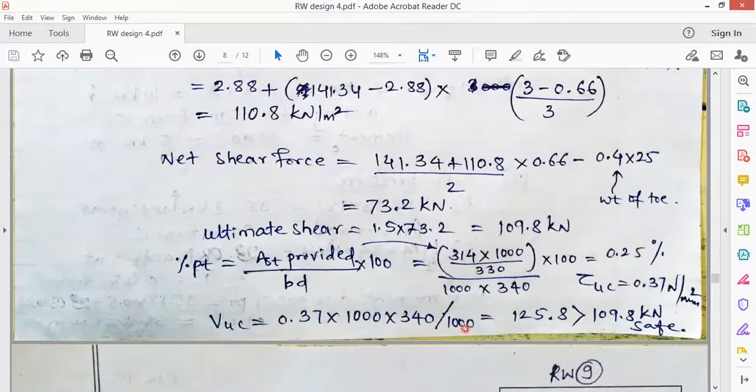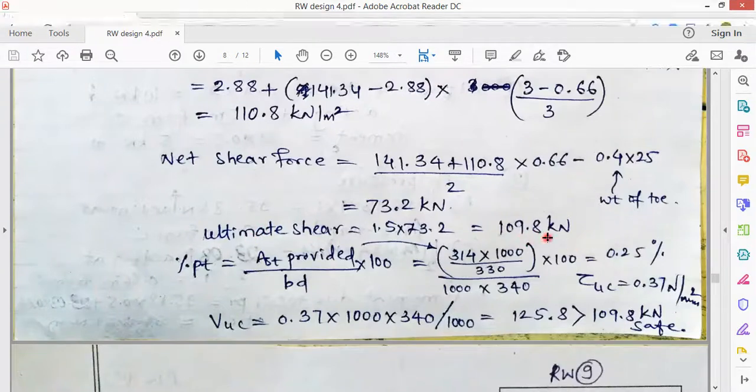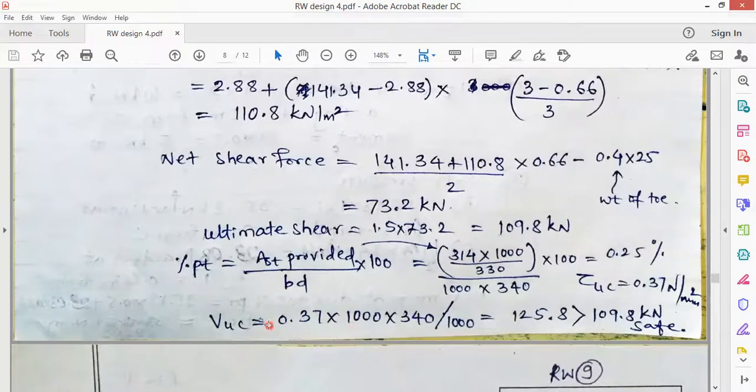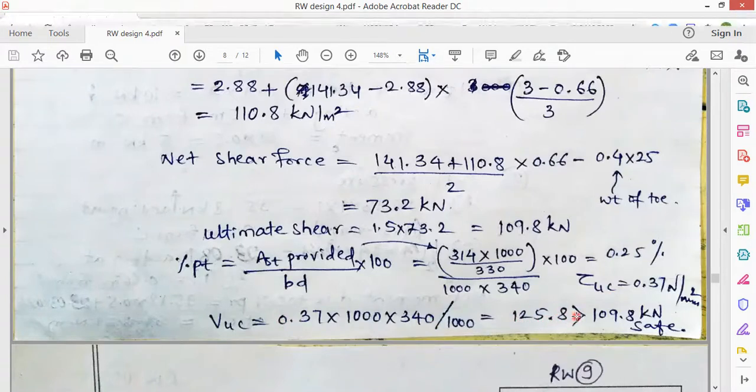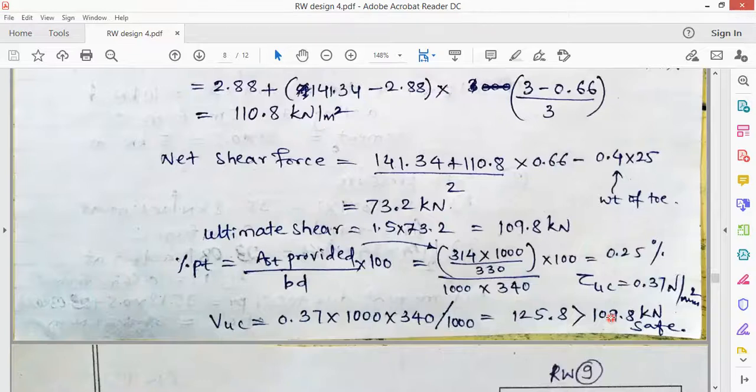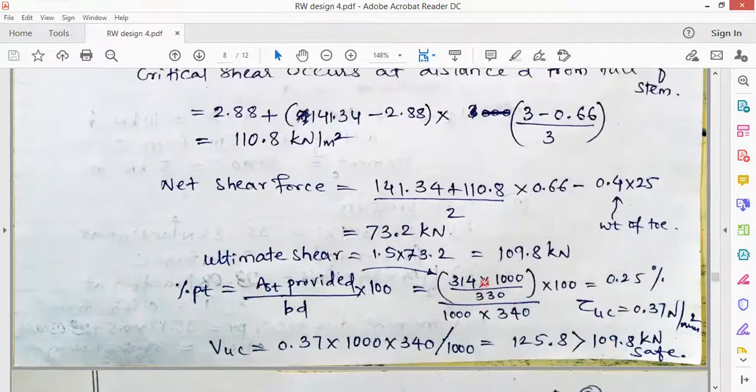But the net shear force or the ultimate shear force is 109.8 kilonewton, and the shear resistance by the concrete is 125.8 kilonewton. Means it is higher as compared to the shear force because of the external loads. So I can say that for the shear force, the toe portion is safe under shear. So students, this is about the design of the toe part.